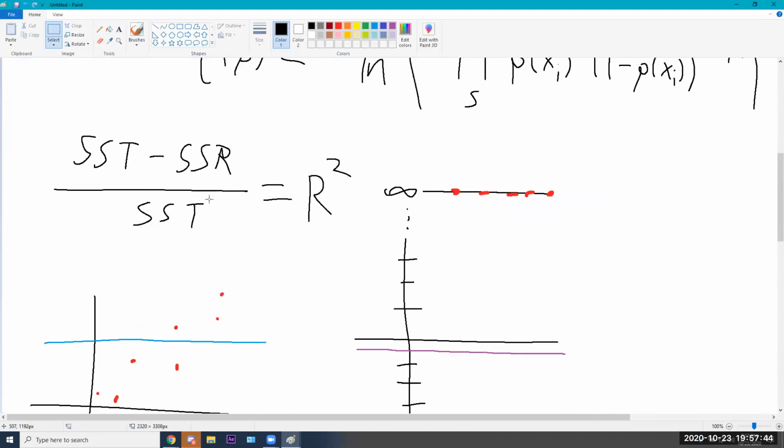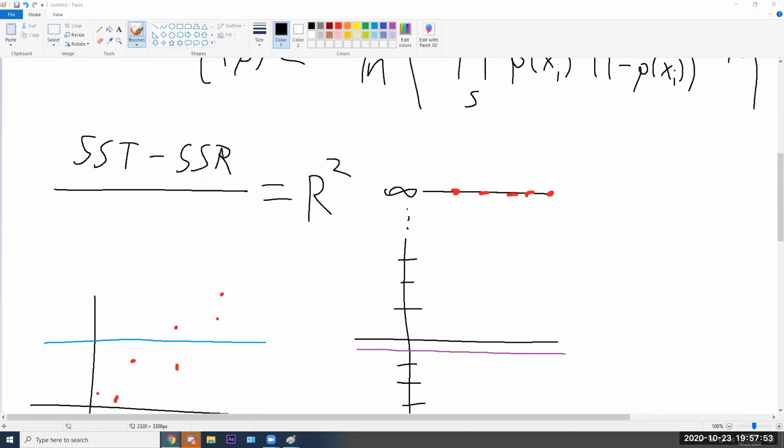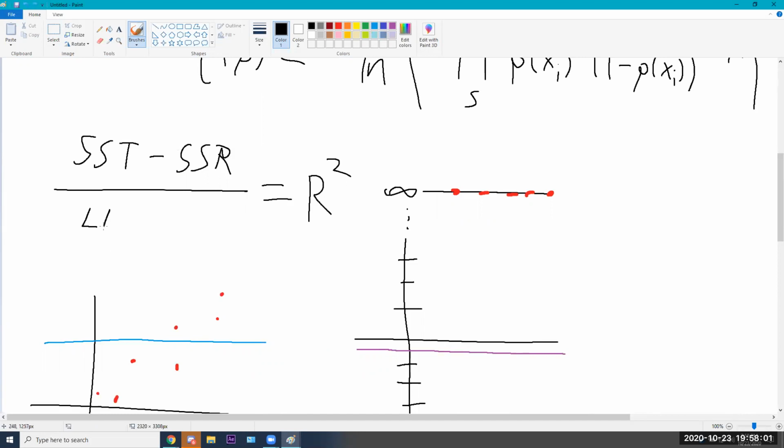And so this is going to replace our SST. Instead of SST, we're going to write log likelihood, so LL, of our overall probability. So LL of our overall probability.